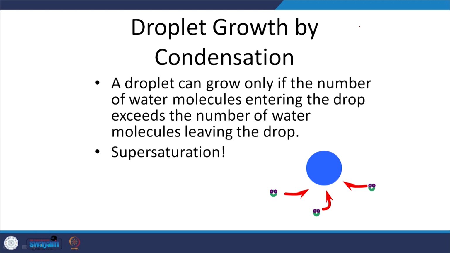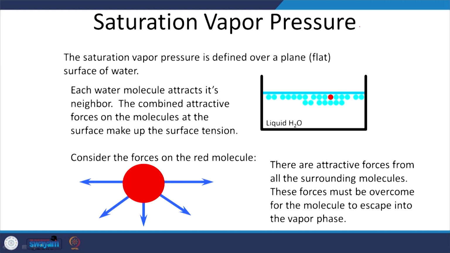Now, this droplet is in the ambience and is always evaporating. That means there are a few water molecules which are always trying to escape away from this drop. When these two rates are equal, the water droplet will never grow, and when the incoming rate is more than that, it will grow, obviously. So you call this particular point saturation, and you define saturation vapor pressure with respect to a plane surface of water.